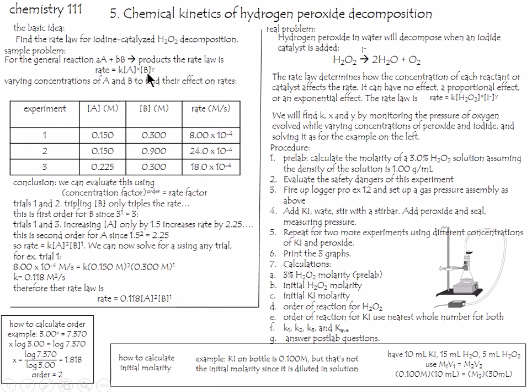We can do the same thing for B. We keep A constant. All we do is change the concentration of B. It's logical to simply double it and see if it doubles the rate. If it does, then y equals 1. If it has no effect, y equals 0. If doubling it quadruples the rate, then y equals 2.